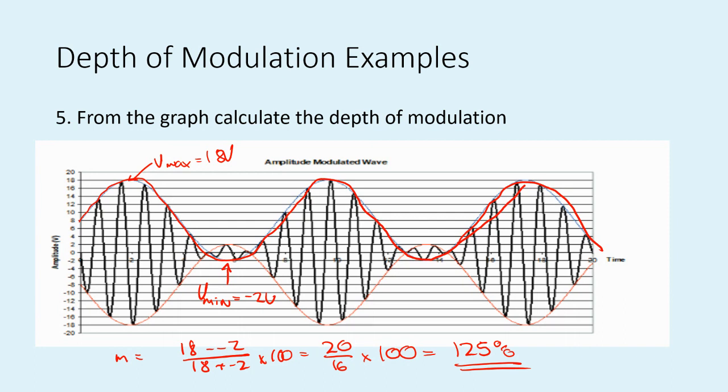Okay, that's it for depth of modulation. Do make sure that you're comfortable deriving it from the different types of graphs. You could be asked to draw the graph given a certain depth of modulation and given all of the values. So let's say that you are given the carrier frequency amplitude and you're given the depth of modulation and asked to draw it, in which case you would take the equation m equals AI over AC times 100 and rearrange that to make AI or AC the subject so that you can work it out and then you can sketch it on the graph. That's it.